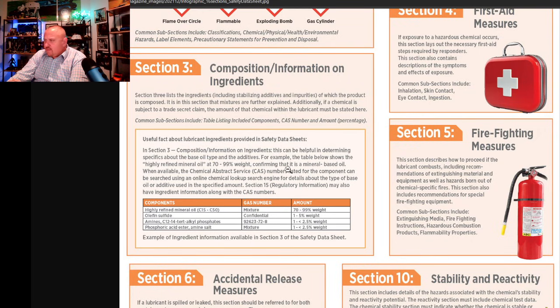Chemical Abstract mineral-based oil. When available, Chemical Abstract Service CAS numbers listed for the component can be searched using an online chemical lookup search engine for details about the type of base additive, about the base oil or additive used in a specific amount. Section 15, regulatory information, may also have ingredient information with the CAS numbers. These are the numbers here. This is the amount. These are the components. This is an example of ingredient information available in Section 3 of the safety data sheet.